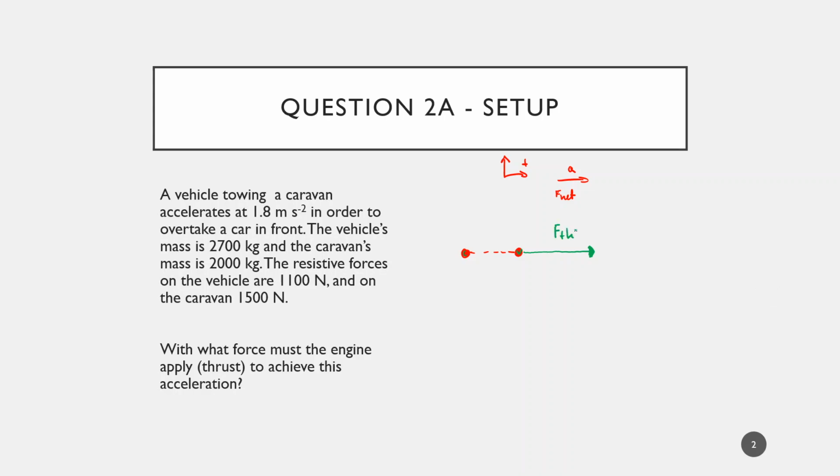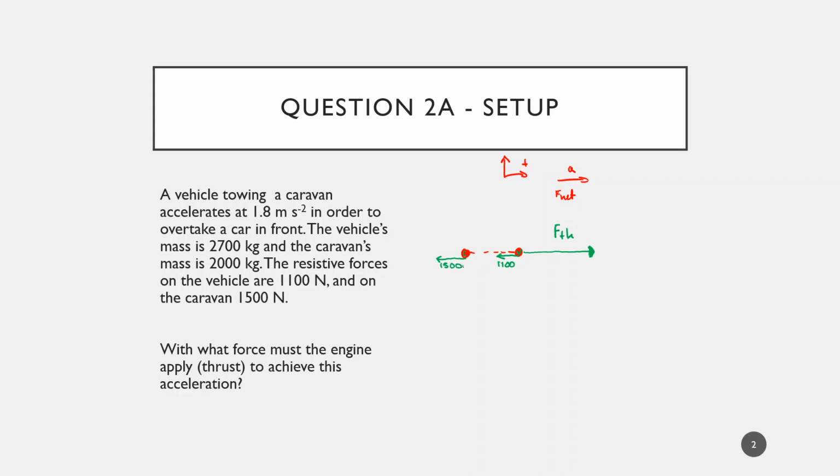Now the question specifies that there are some resistive forces acting on the vehicle and the caravan. So the vehicle is experiencing a resistive force of 1,100 newtons, which we'll signify using this little arrow here, 1100. And the caravan is also experiencing some resistive forces of 1500.